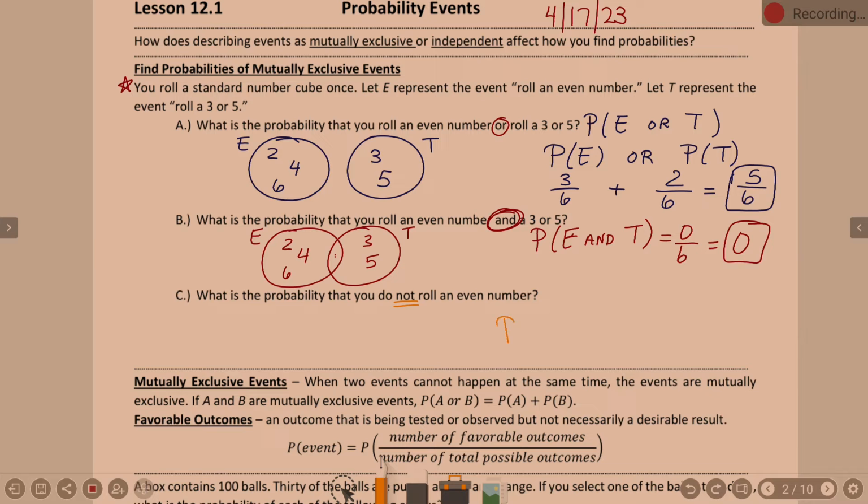So this one is the probability of it not being even, which is all the not evens. So 3 out of 6, which again is 1/2.